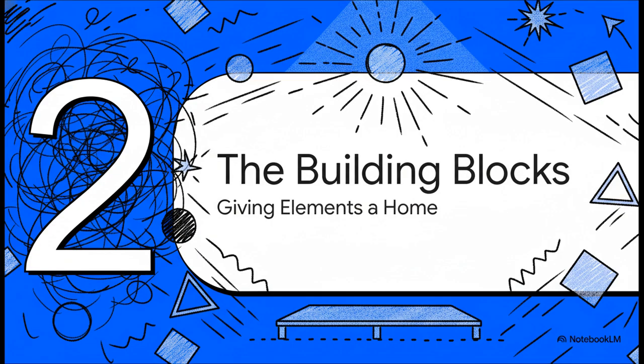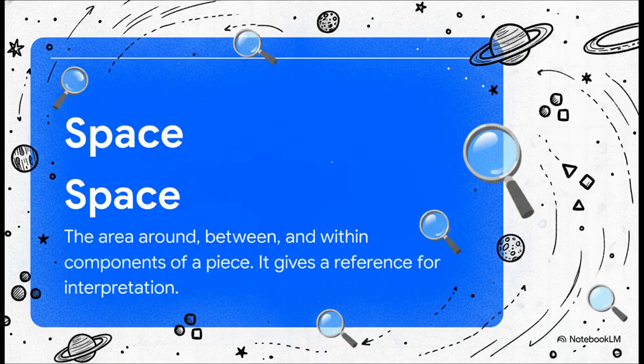All right, so we've got our visual alphabet. We have lines, shapes, and forms. But where do we put them? What's the stage where all this action happens? Well, that brings us to the super important idea of space. Space is the stage. It's the canvas, the whole context for everything else.